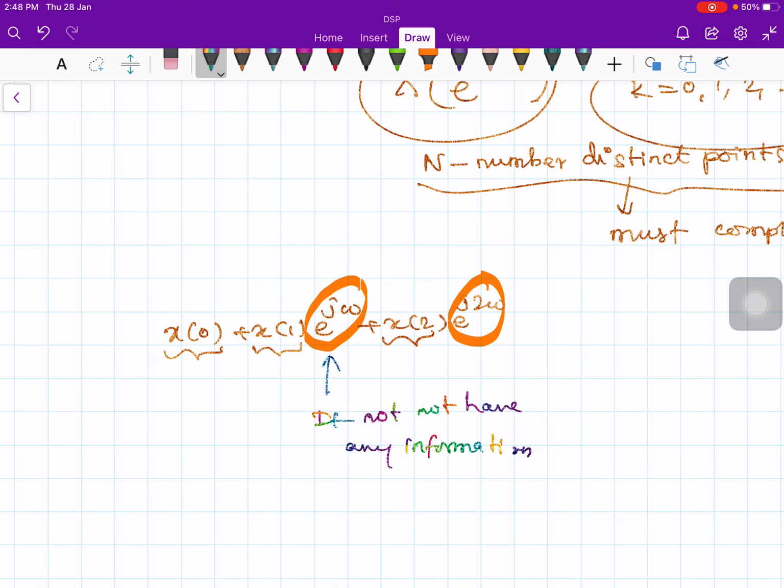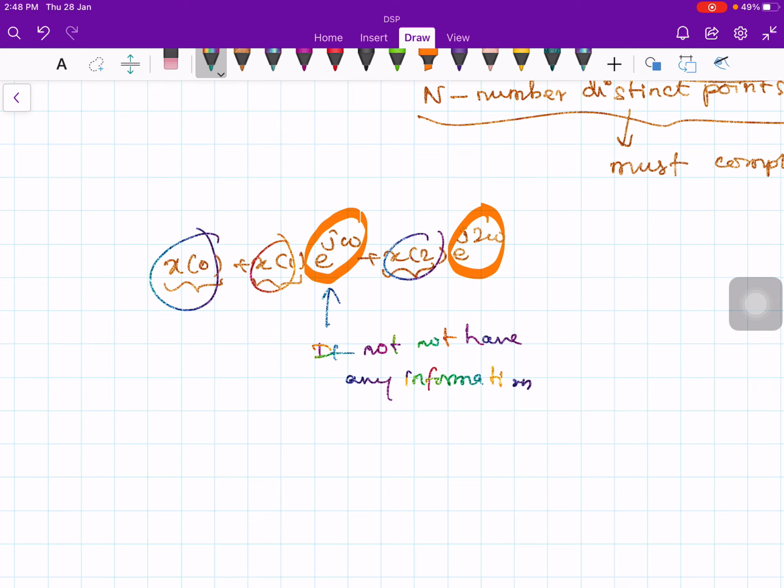E to the j omega is not information. Information is only in terms of the constants. What are those constants? x of 0, x of 1, x of 2 and so on and so forth. Therefore, this x of 0, x of 1, x of 2 forms the basis of defining the DTFT. Therefore, the sampling at k number of points: if you give X of e to the j omega to the sampler, then you are taking e to the j omega k.